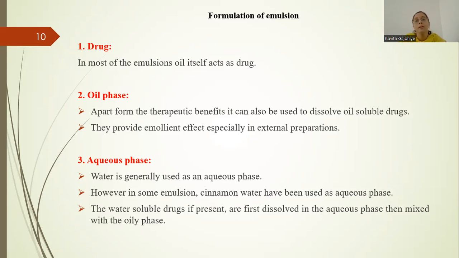The second excipient or ingredient used in the emulsion is the oil phase. Apart from the therapeutic benefits, it can also be used to dissolve oil soluble drugs. As we discussed in the advantages in the beginning, mostly we can prepare the dosage form of oil soluble drugs in the form of emulsion, because emulsion contains oil.